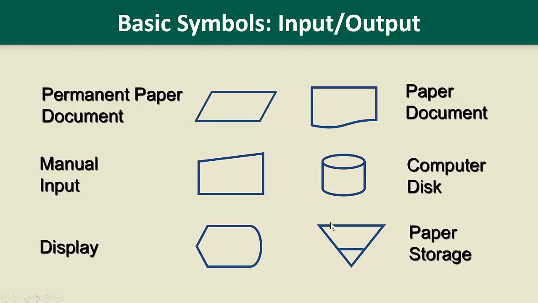A few more symbols here. So the information itself, the data, is carried on various types of media. Here we have permanent paper document. Here we have another symbol, more common actually. This is usually for temporary documents like purchase orders, forms, paychecks. Here, like I said, this is meant to be something permanent. So this could be a list of vendors, price list, things that don't change a lot or often.